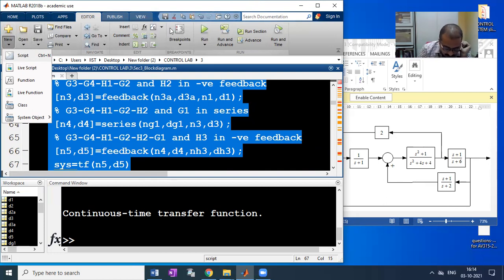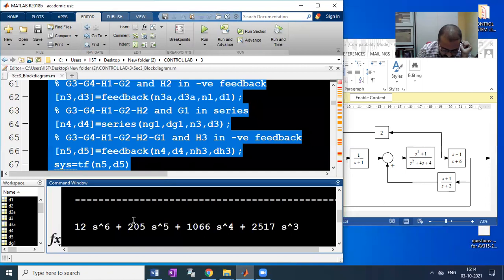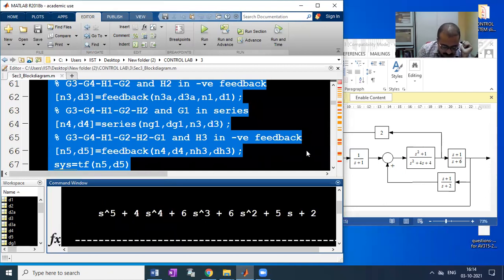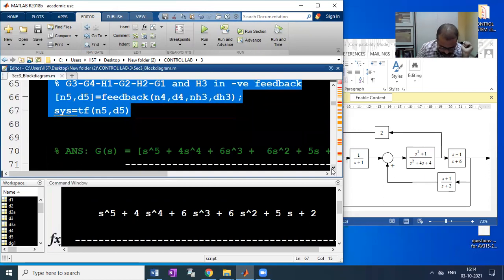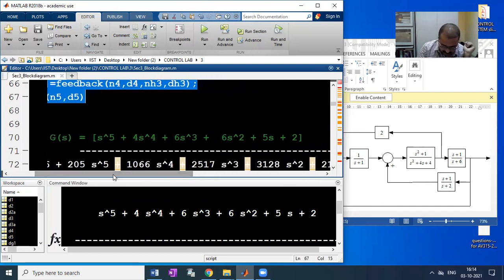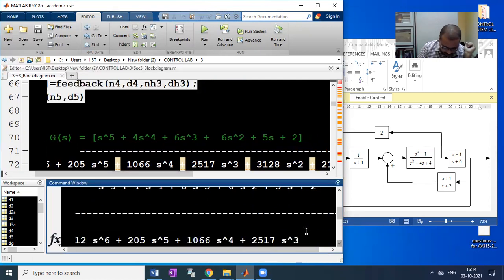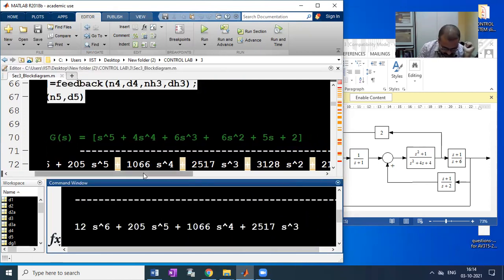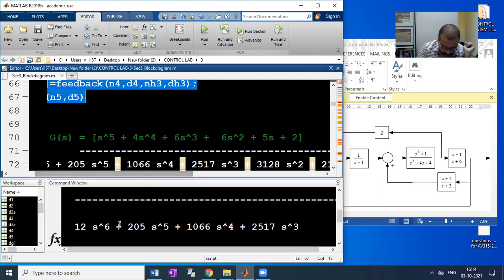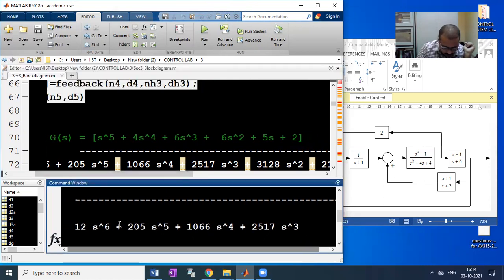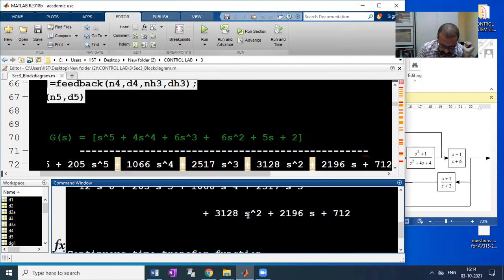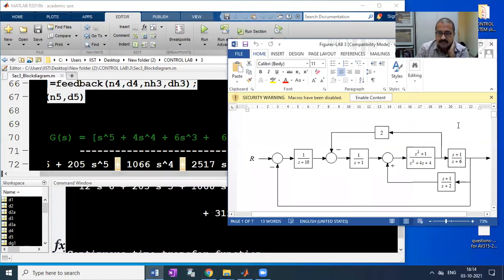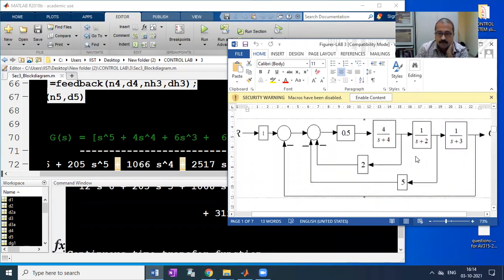So you see what's the transfer function? The transfer function is this thing: s raised to 5 plus 4s raised to 4 plus 6s cube plus 6s square plus 5s plus 2, whole divided by 12s raised to 6 plus 205s raised to 5 plus 106s raised to 4 plus 2517s cube plus 3128s square plus 2196s plus 712. This is one way of solving a block diagram. Or there is another method. I will explain that with respect to another problem.